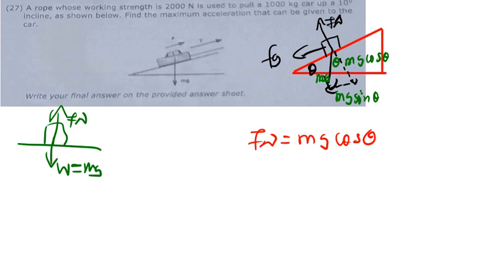Okay, and then you can clearly see that mg sine theta is in a straight line with the Fg. Therefore, the component along the incline will always be equal to mg sine theta. These are the very important things which you need to know.